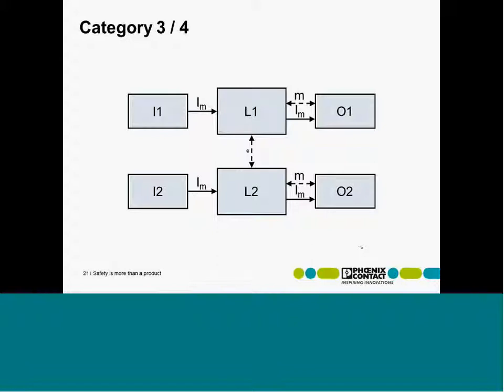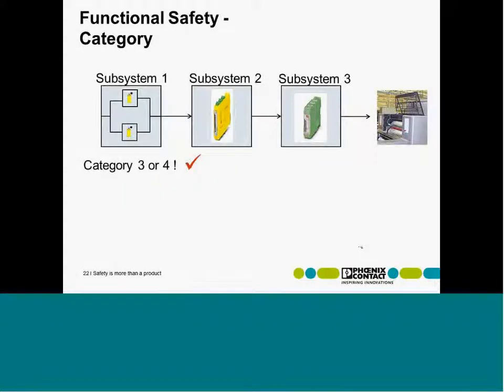The only difference between category 3 and category 4 is the quality of diagnostics between those channels. The difference between 3 and 4 is the quality of the diagnostics. We'll point to that later. Now, come back to our example. We have provided 2 interlock switches, and probably both switches will be suitable for a category 3 or category 4 classification, because we have a redundant system here.